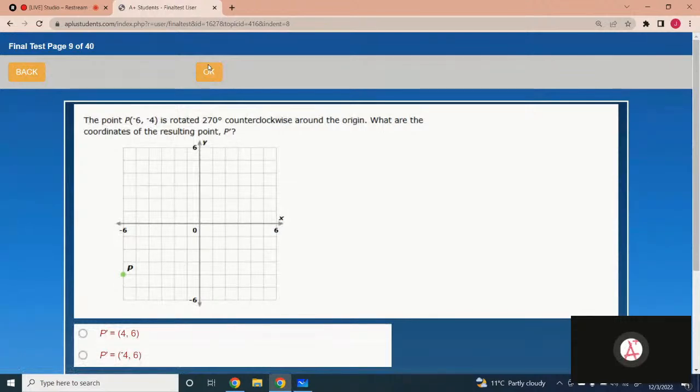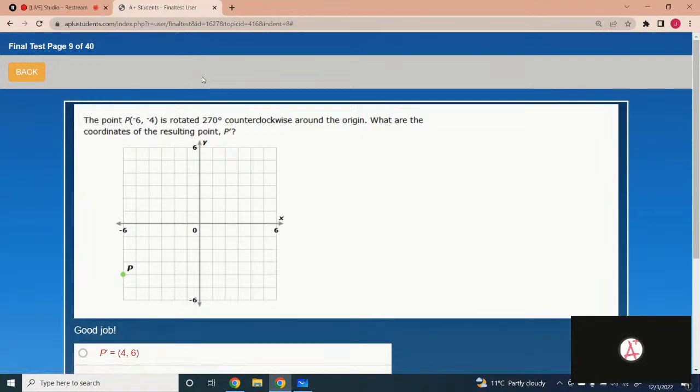Okay. The point P is (-6, -4), rotated 270 degrees counterclockwise around the origin. What are the coordinates of the resulting point? Count 270 degrees counterclockwise, from here to here. When you rotate it 270 degrees, you are in the second quadrant. In the second quadrant, x is negative and y is positive. So it would be (-4, 6). Got it? Just select the correct option, then click on the OK button.